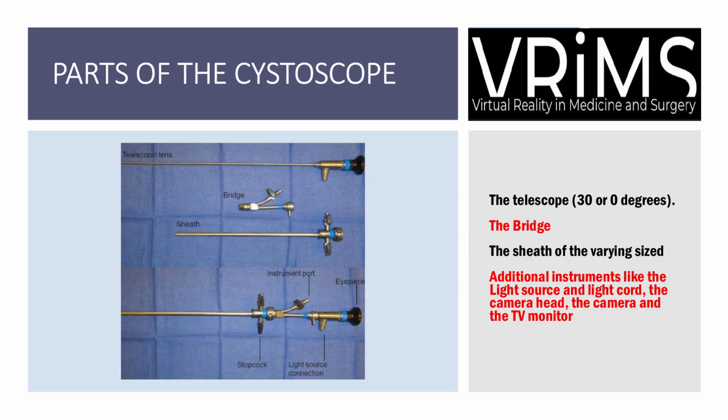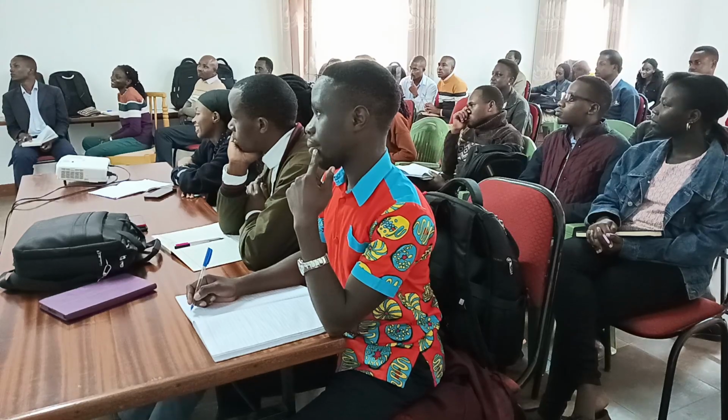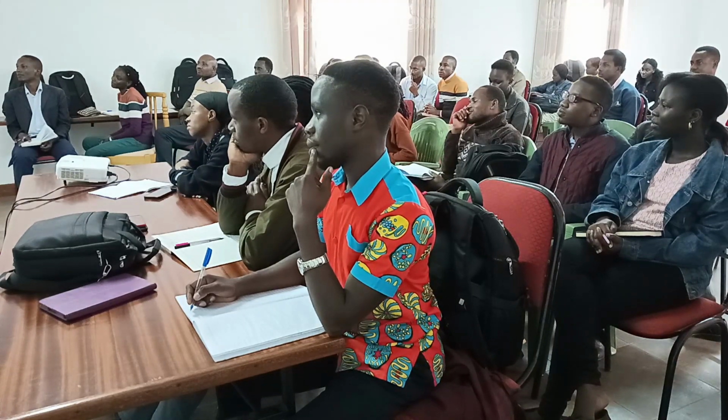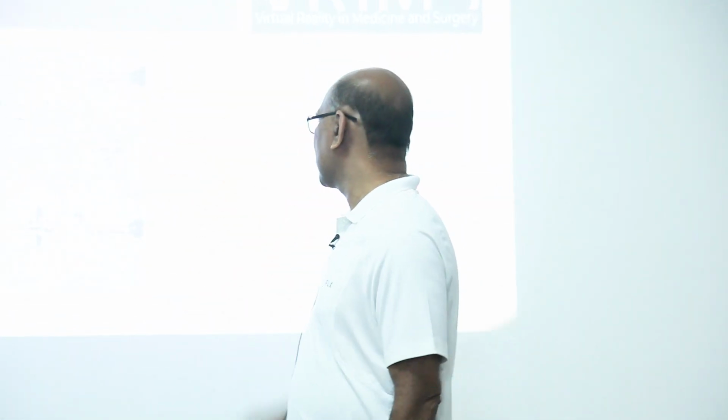And this is called the sheath. And what would you call this, which connects the telescope and the sheath? Bridge. Very smart. Okay, so these two components are not all that expensive because it's just made of metal. But the telescope is expensive.